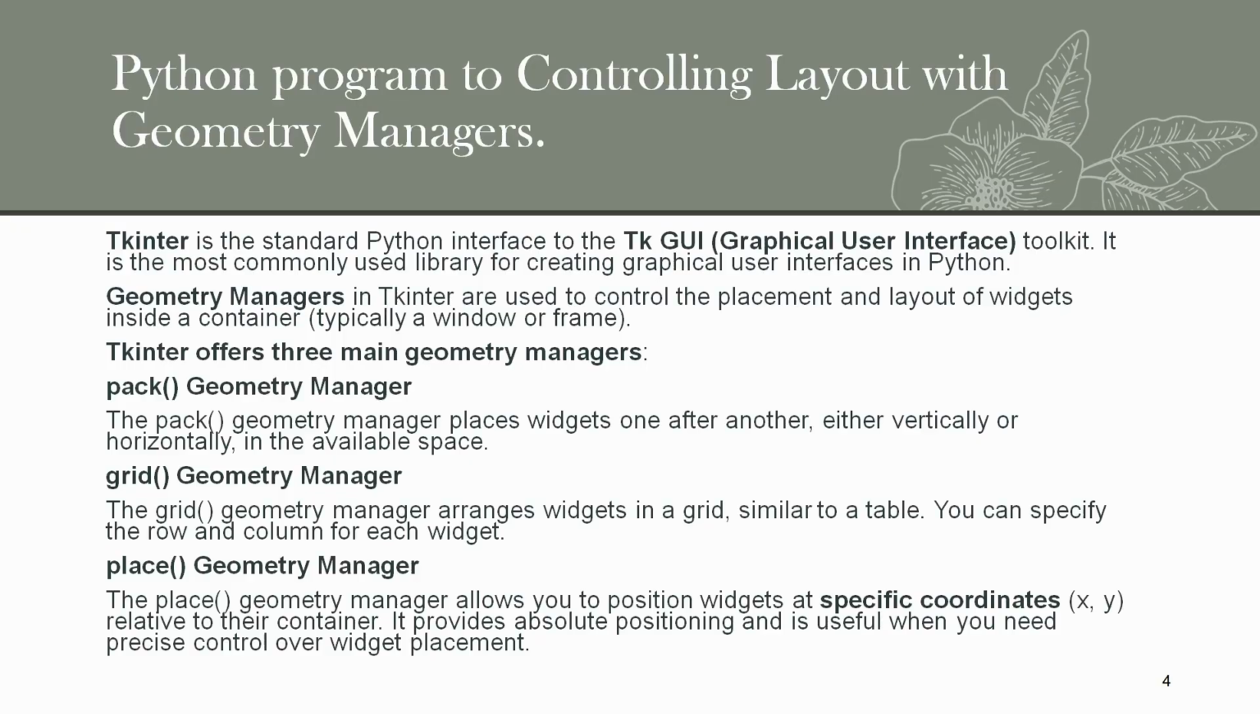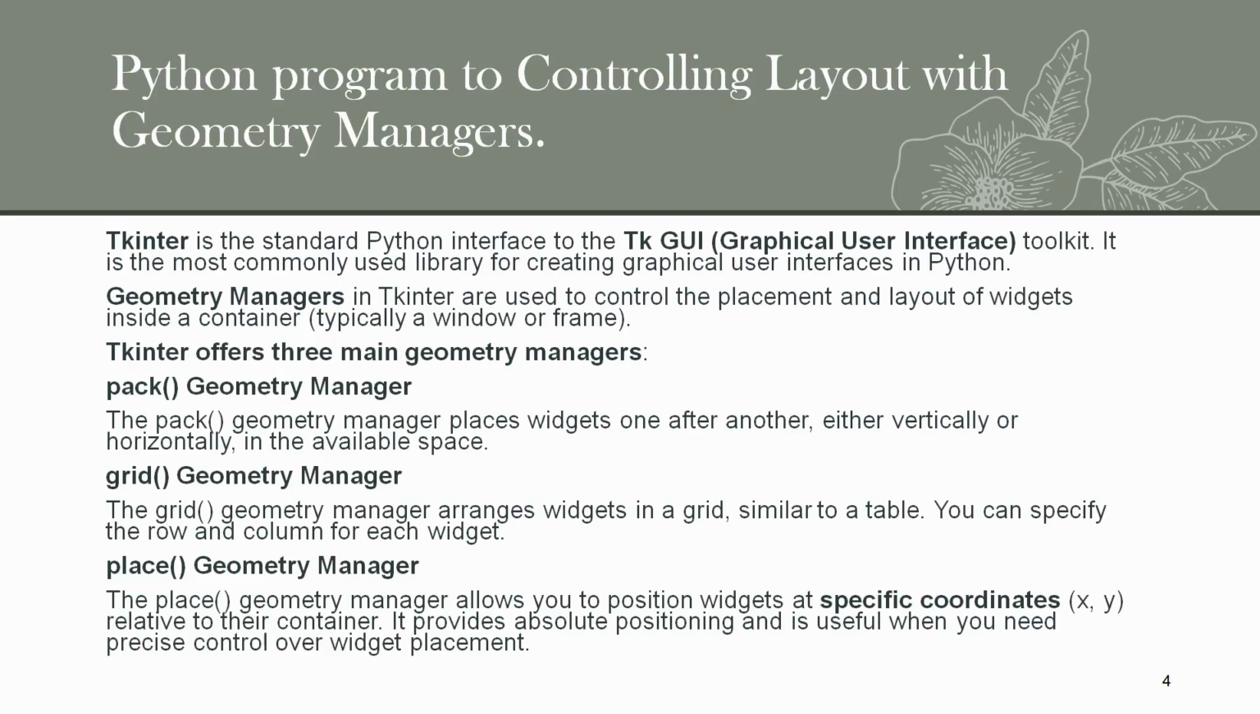The geometric manager in tkinter is used to control the placement of layout widgets inside the container, maybe designing the label or window, how the label or table looks like a frame design. There are three main functions in geometric managers: pack(), grid(), place(). Pack is going to place widgets one after another, either vertically, or either left or right.